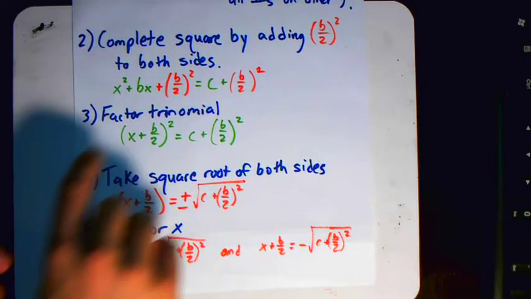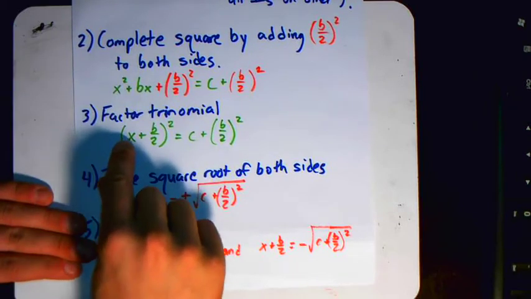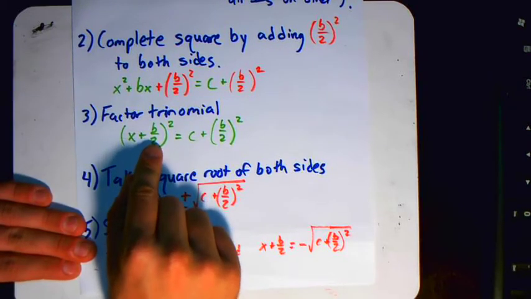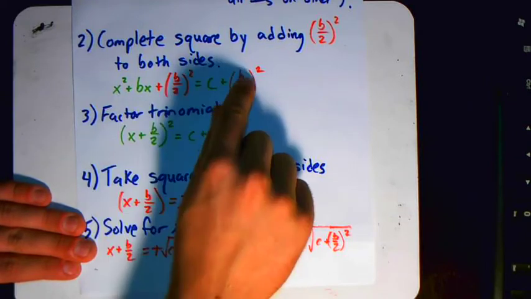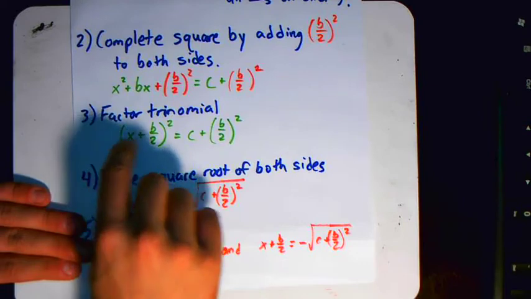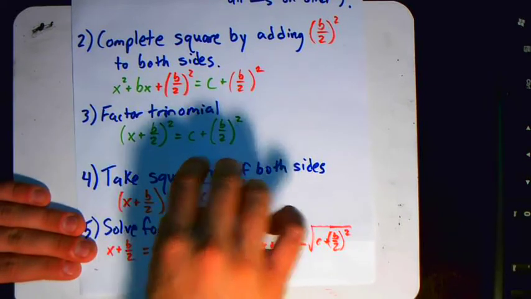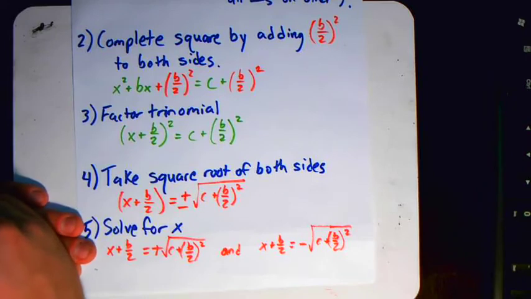Then step number 3 is to factor this trinomial on the left, which ends up becoming x plus b over 2, which is the exact same b over 2 that you've gotten here, and it is parentheses around it squared. Then your right side still stays the same as the c plus b over 2 squared.